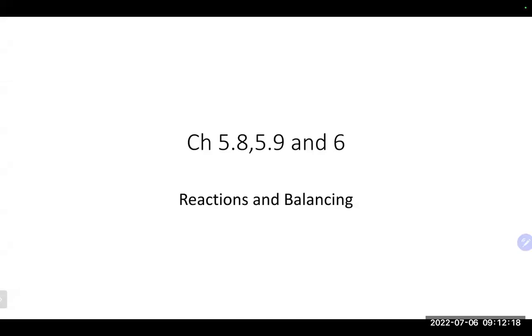It's just a little back part, I think, of chapter 5, if I'm not mistaken, which is balancing equations. In this chapter is what we're going to talk about. We're also going to talk about different types of equations or reactions, different ways to classify reactions. So let's get into it.